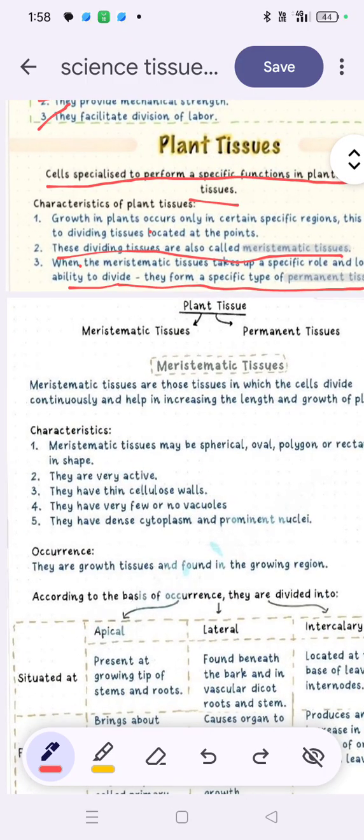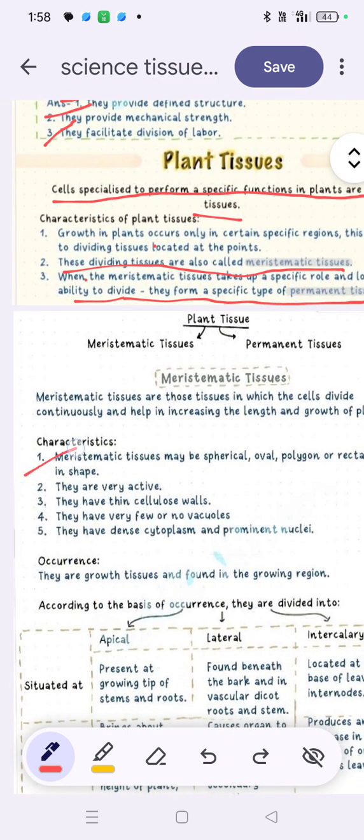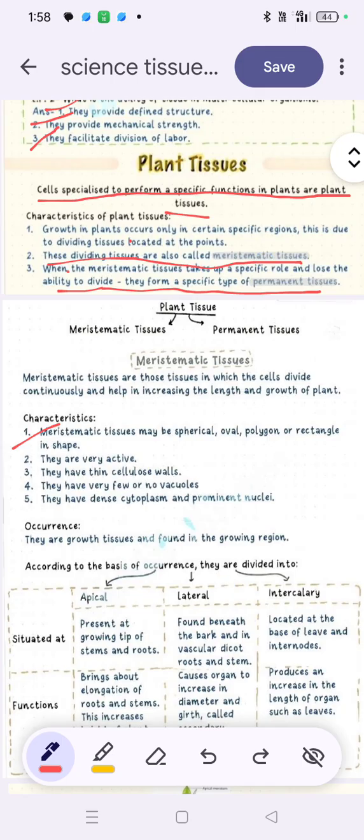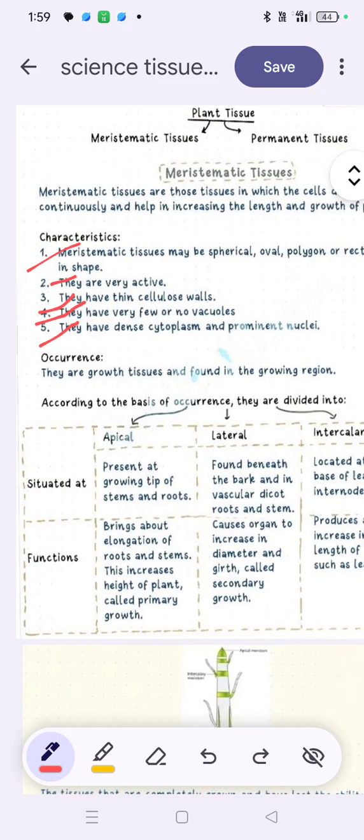Then what are the characteristics of meristematic tissues? The meristematic tissue may be spherical, oval, polygonal or rectangular in shape. This is the structure of meristematic tissue. These cells are very active. They have thin cellulose walls. They have few or no vacuoles. They have dense cytoplasm. Then we go to their occurrence. They are growth tissue. We know that meristematic tissues are for growth, and permanent tissue is the meristematic tissue which loses its ability for growth.